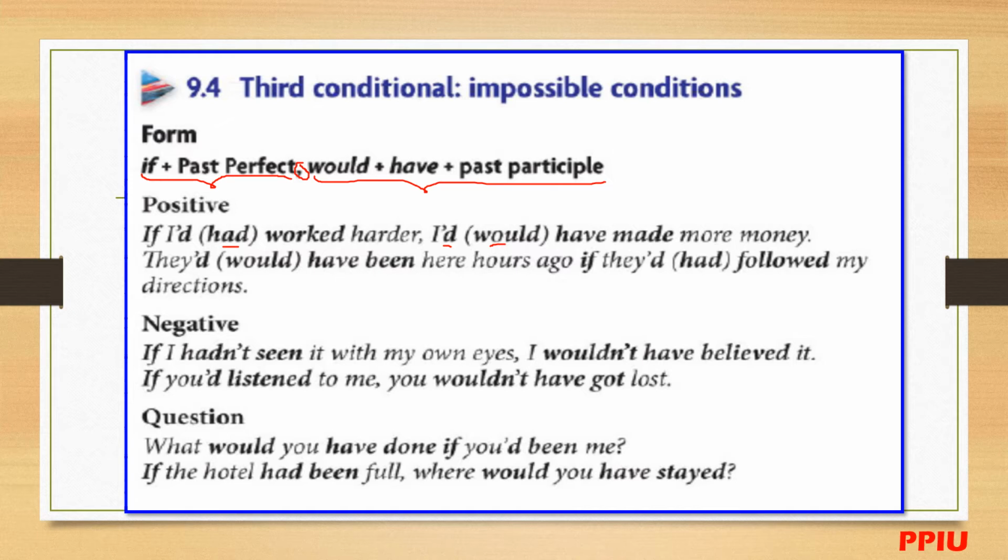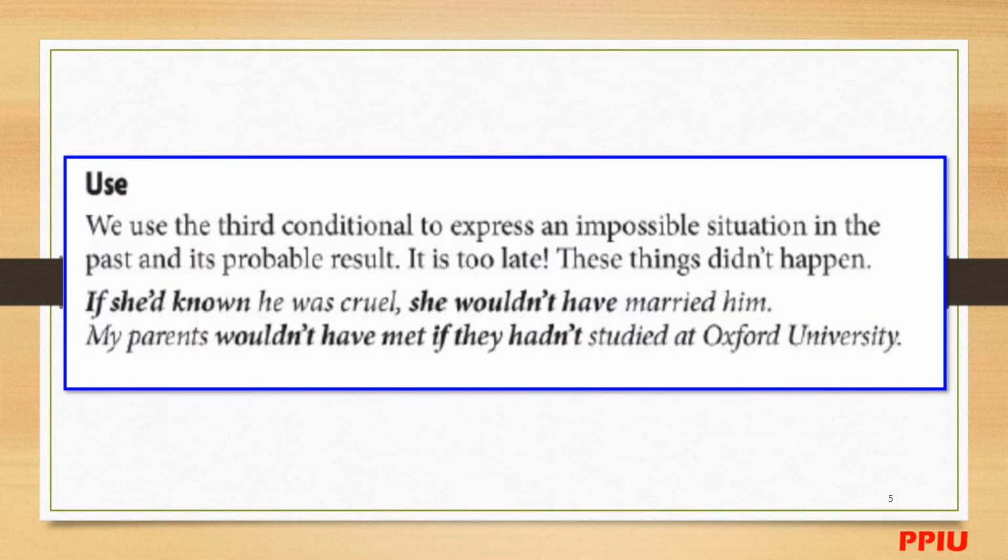Can we move to the next one? We can also discuss later in the real meeting time, I think. Okay, we shall look at the use. We use the third conditional to express an impossible situation in the past and its probable result. Okay, impossible situation in the past and its probable result. It is too late, this thing didn't happen, all right?